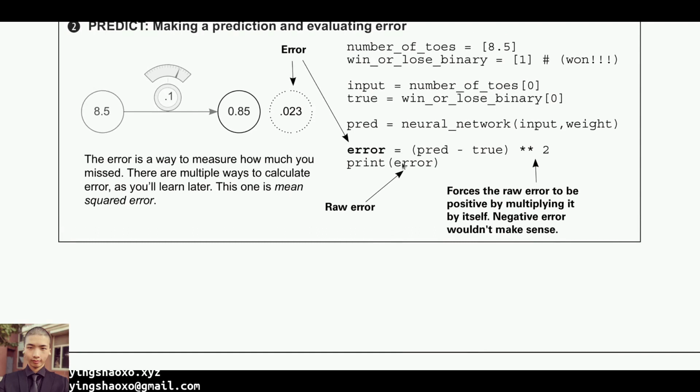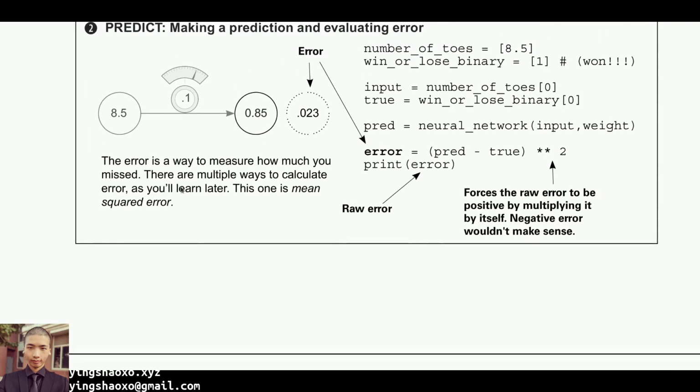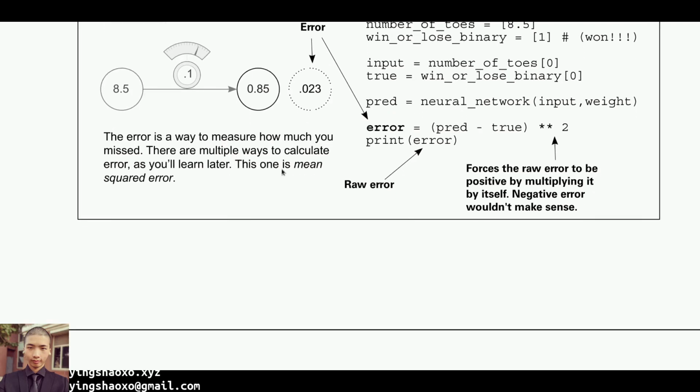We feed the input and weight to the neural network, and we get the output, the prediction. We calculate the error using prediction minus the true value, then we calculate its squared value. In this way, we get the error. The error is a way to measure how much you missed. There are multiple ways to calculate error, as you'll learn later. This one is mean squared error.